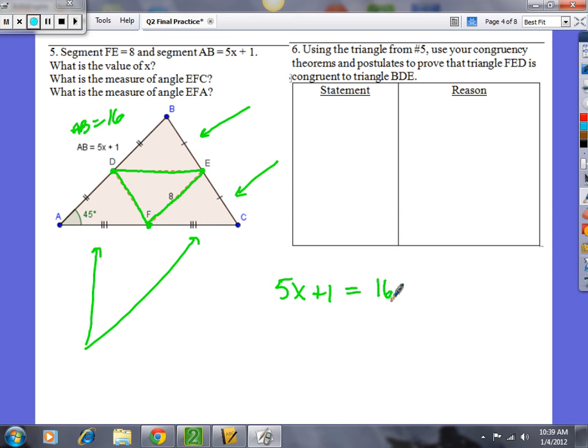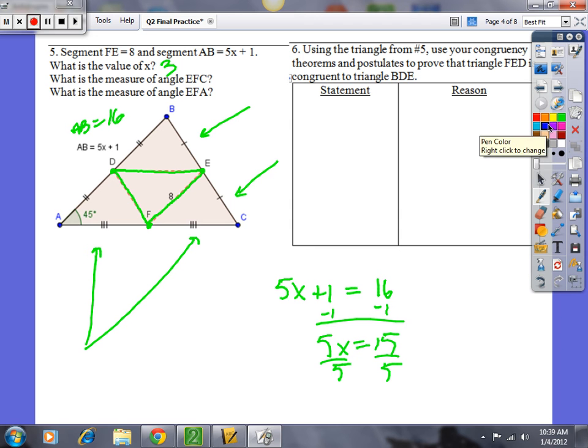Now I'm just going to do the algebra. Minus 1, minus 1. 5x equals 15. Divide by 5, divide by 5. I just solve for x. X is equal to 3. Alright, so now question 2. What is the measure of angle EFC?